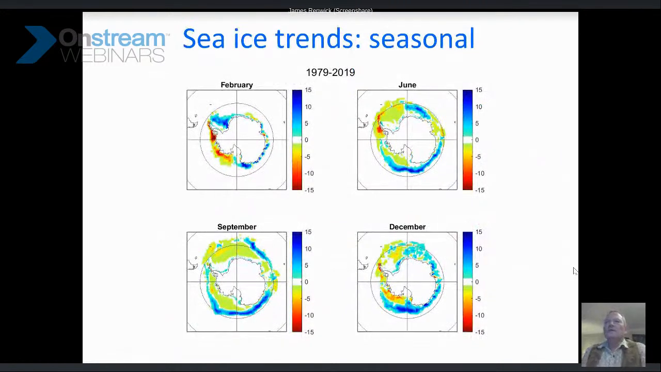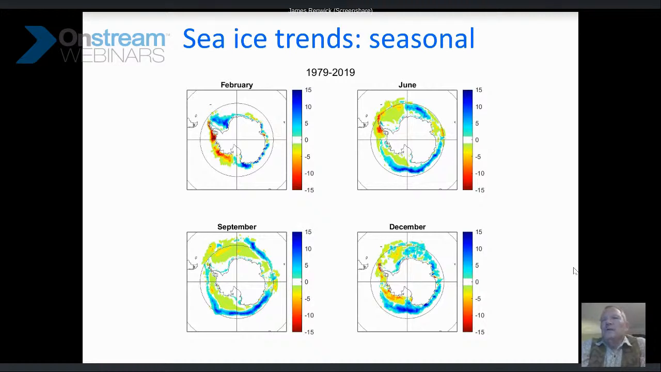So starting to break it down then, looking at individual months or different parts of the seasonal cycle. What I've got here is, again, from 1979 to 2019, the trends in sea ice concentration, in percent per decade. So 15 would be 15% more or less sea ice over 10 years in a given grid box. So we've got February, June, September and December, which is roughly the minimum, the sort of growth period, the maximum, and then the melt period in the bottom right. And there are different trends at different times of year.